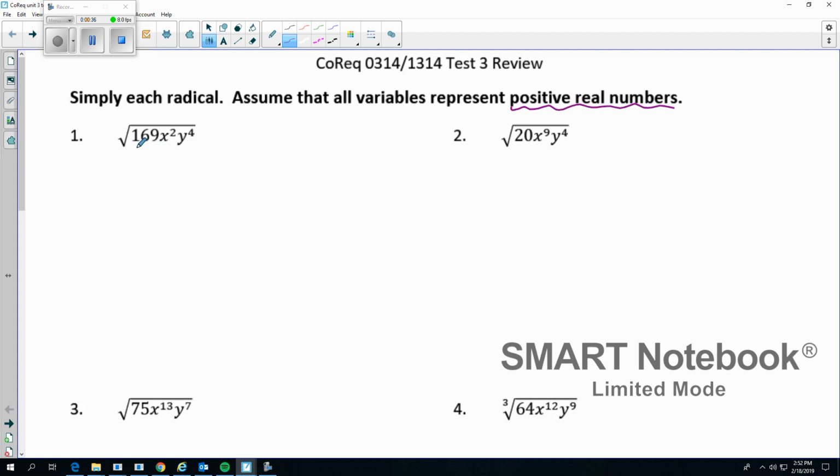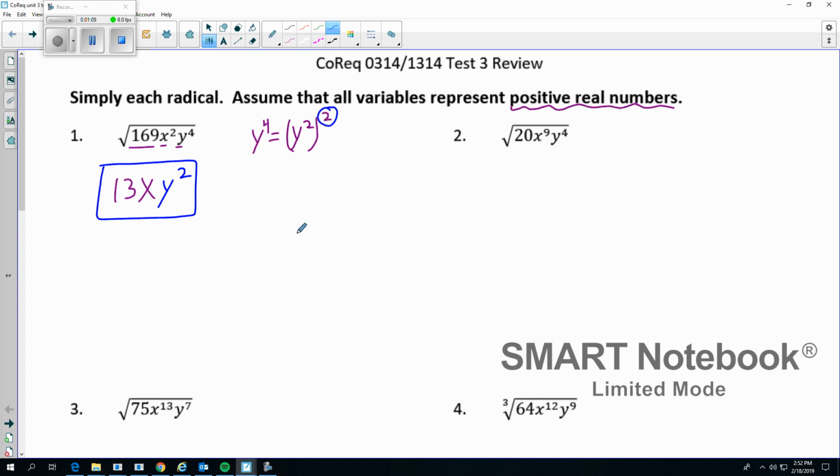Okay, so starting on this first one right here, you just want to look at each one of these parts and square root each one individually. So the square root of 169 is 13. Square root of x squared, it nullifies the square, so it just leaves you with an x. And right here, y to the fourth power is the same thing as y to the second raised to the second. So when you square root that, it nullifies this power, and we're left with a y squared right there. And so that's our answer for number 1.